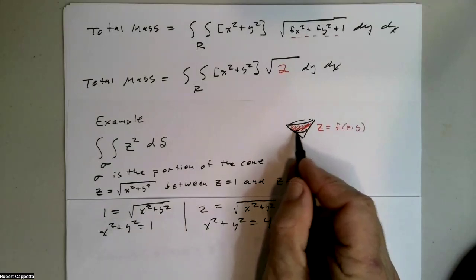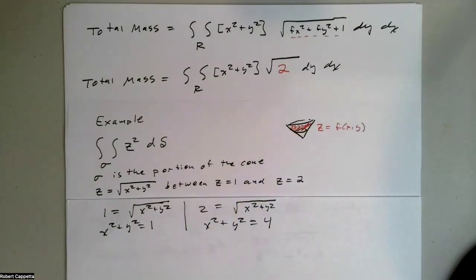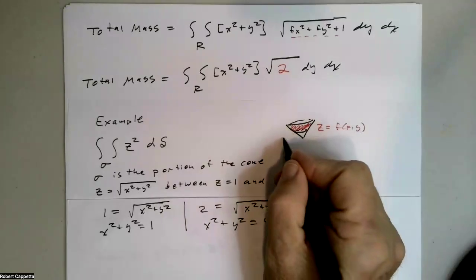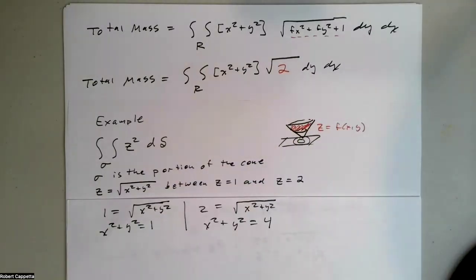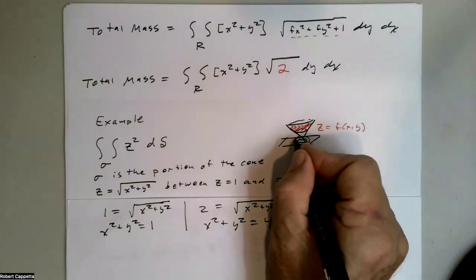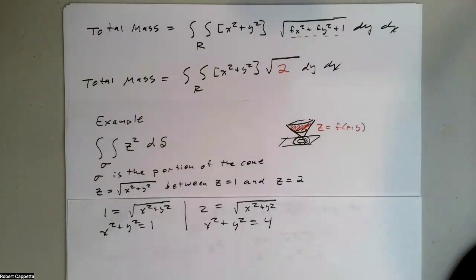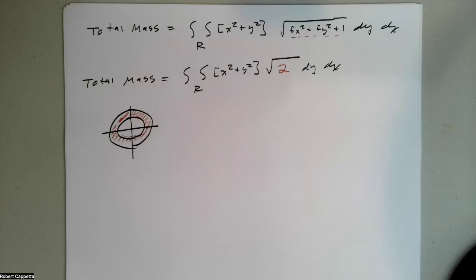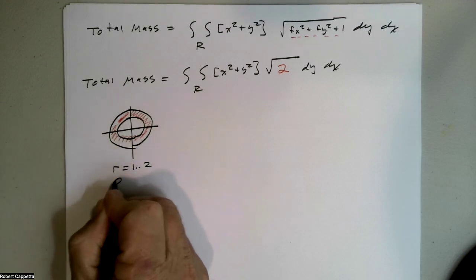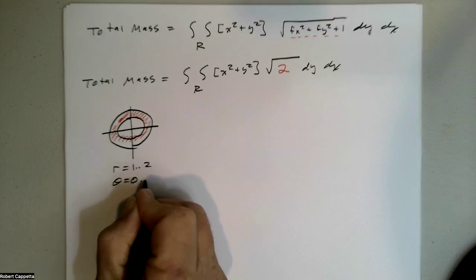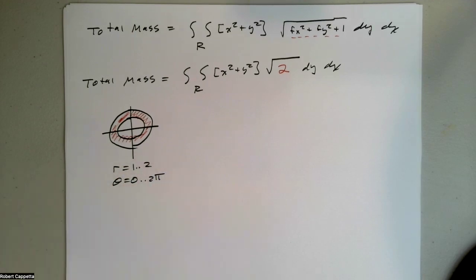Visualize that cone all the way around. If we look at the shadow in the xy plane, the shadow will be those two circles, and our region of interest is in between those two circles. That's what we're integrating over. So there is the projection of that portion of the cone into the xy plane. That is going to be my region of integration. So we're going to go ahead and convert this to polar coordinates, where r is going to go from 1 to 2 and theta is going to go from 0 to 2 pi.